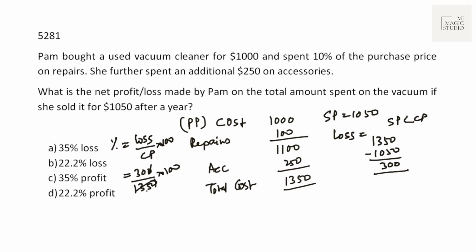Okay, 15, 9 and 15. I'll take 3 from here, 5 from here. So it is 200 by 9, which is 22.22% loss. We should know that loss or profit percentage is always calculated on the total cost or the cost price if nothing is mentioned in the question.